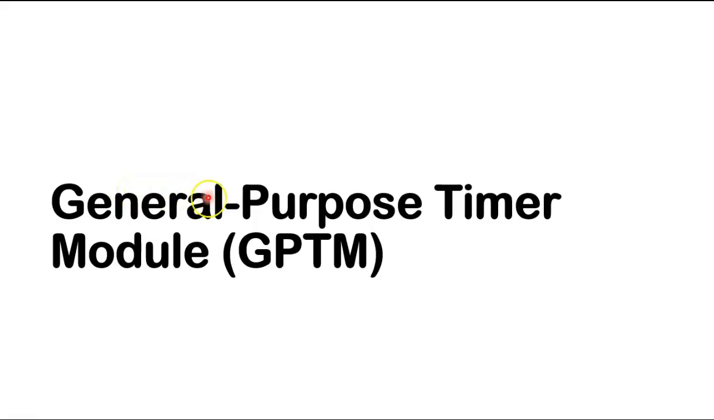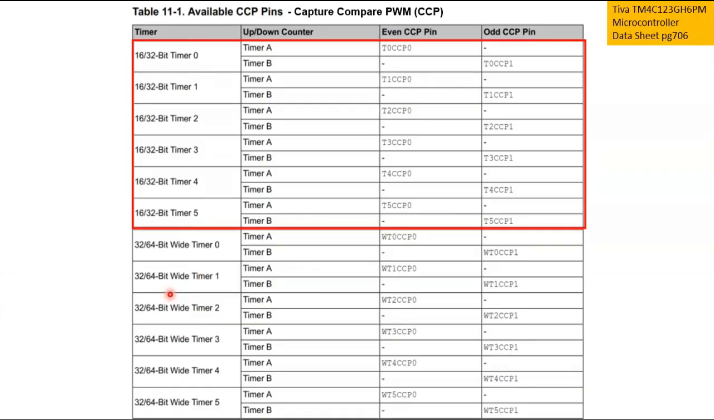General purpose timer module, or GPTM. Now here is a table, table 11-1, taken from the TI TM4C123 microcontroller datasheet, and it can be found on page 706. Now, from the table, we can see that each general purpose timer module, or GPTM, consists of 6.